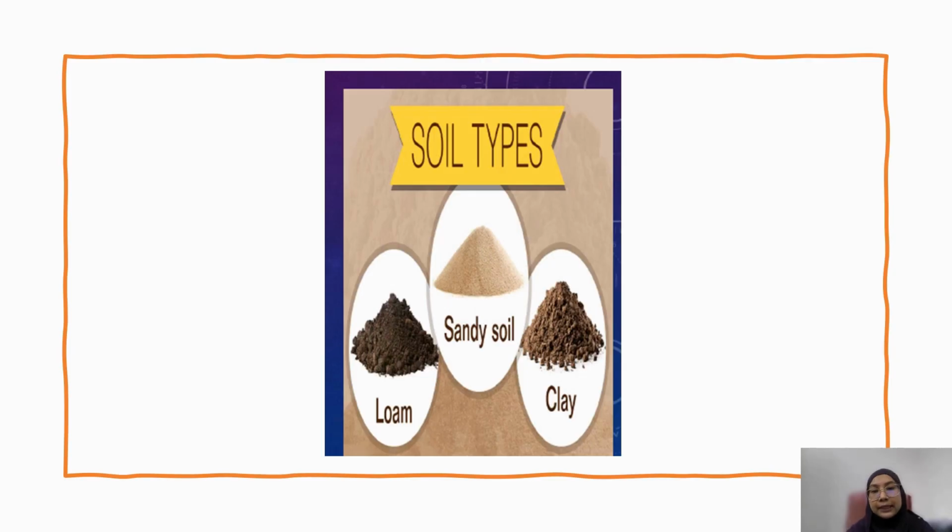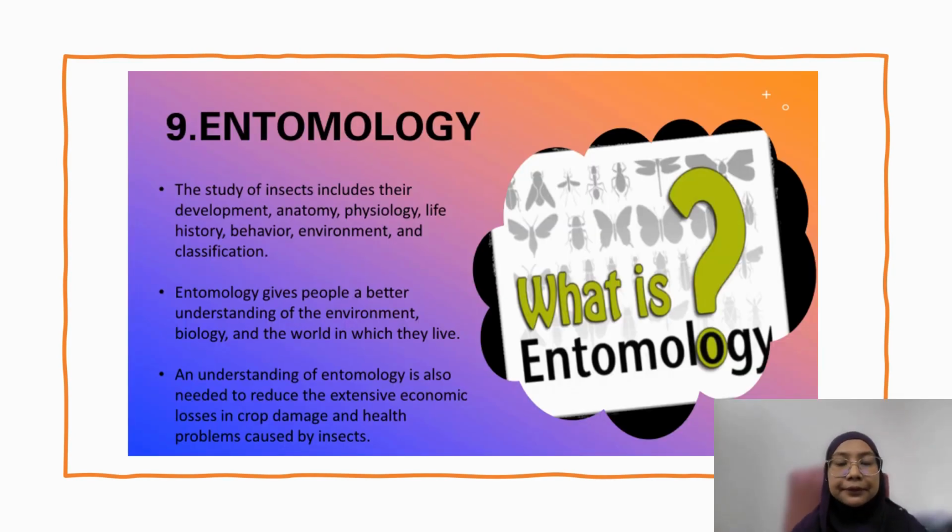Okay, basically for soil types we have loam, sandy soil, and clay. And based on the soil, they have different characteristics. Okay, number 9, entomology. Actually, entomology is the branch which deals with insects and their development, anatomy, physiology, life history, behavior, environment, and classification.